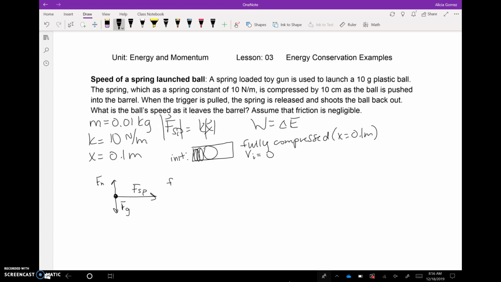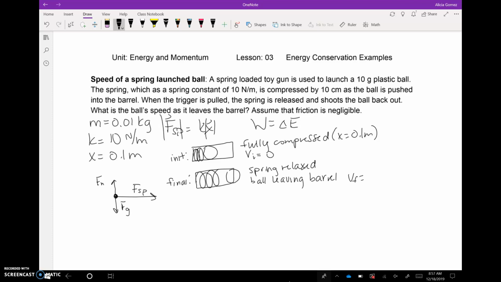So now we need to think about our final location. Since we're trying to find the speed of the ball as it leaves the barrel, that's where we're interested. So here we have the ball leaving the barrel, and now our spring is relaxed. Spring relaxed, meaning it's not stretched nor compressed, and the ball leaves the barrel.